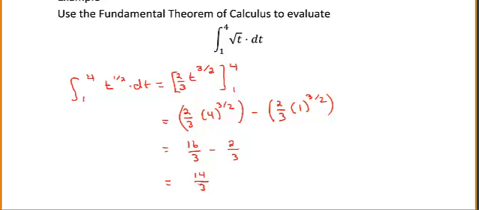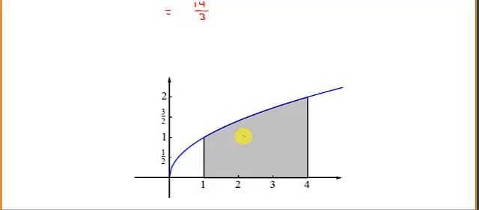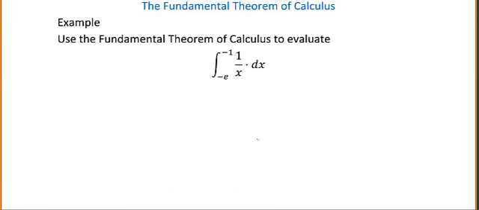14/3 is 4 2/3. And so look at what we have here. The area enclosed by the curve square root of t, from 1 to 4, and the t-axis, I guess I should say, is 14/3 square units.